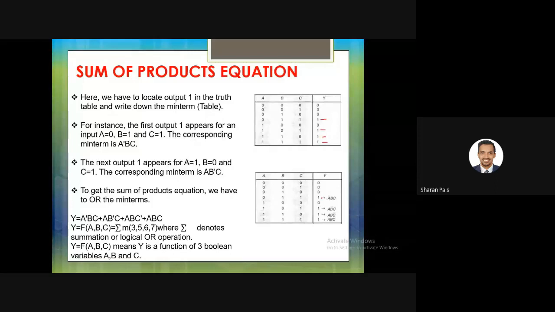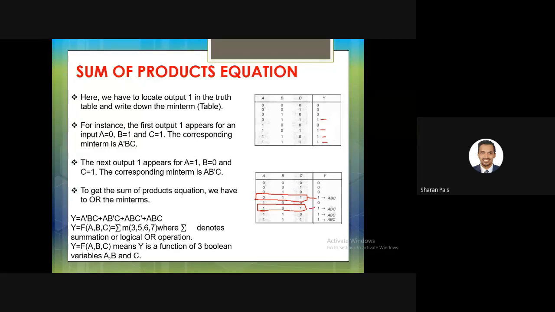Same table it is. So I'm having a 1 at this point. So this is the output. For this combination of input, I have 1 as my output. So how to write the fundamental product for such a thing? Here A is 0, so I'll write A bar, B is 1, I'll write B, C is 1, I'll write C. Fine. So next situation, this one.